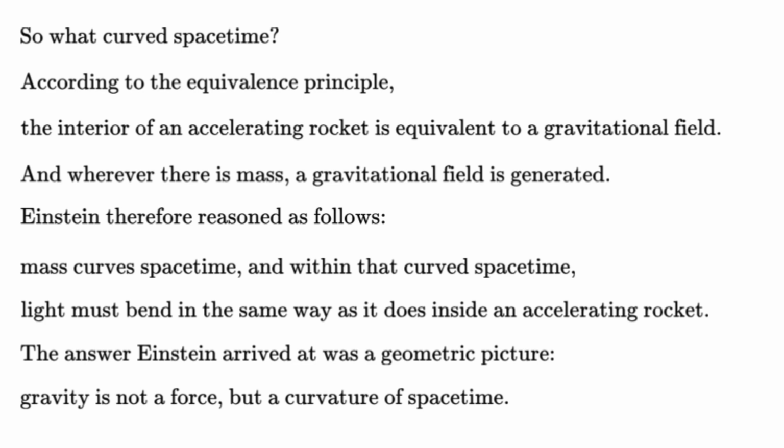So what curved spacetime? According to the equivalence principle, the interior of an accelerating rocket is equivalent to a gravitational field. And wherever there is mass, a gravitational field is generated. Einstein therefore reasoned as follows: mass curves spacetime, and within that curved spacetime, light must bend in the same way as it does inside an accelerating rocket. The answer Einstein arrived at was a geometric picture. Gravity is not a force, but a curvature of spacetime.